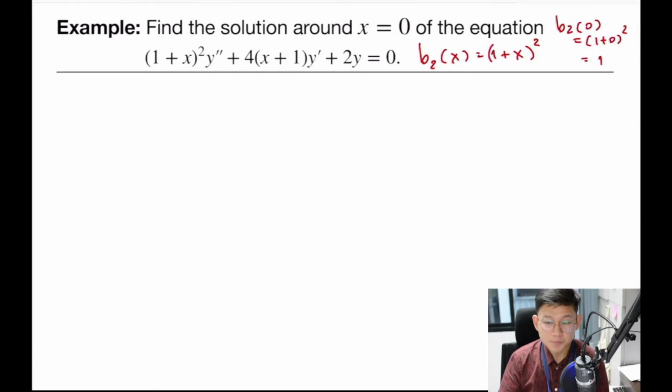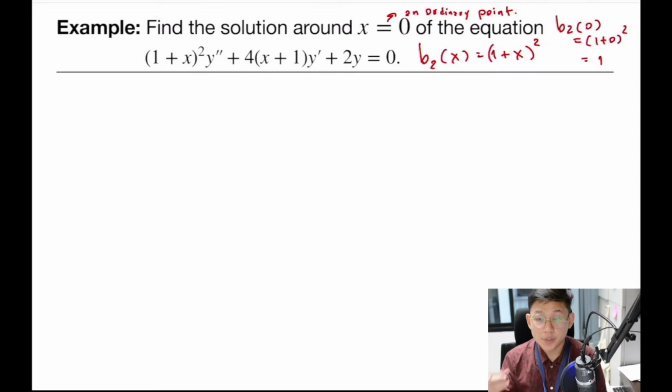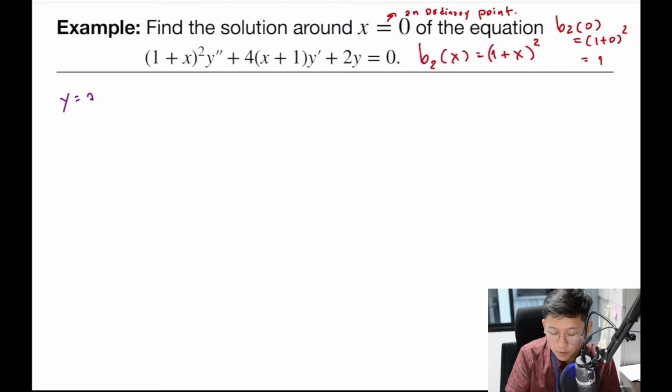That means x equals 0 is an ordinary point, because b2(x) is not 0. So if x equals 0 is an ordinary point, we can write down the solution in this form. It is going to be the summation n from 0 to infinity of a_n x to the n.